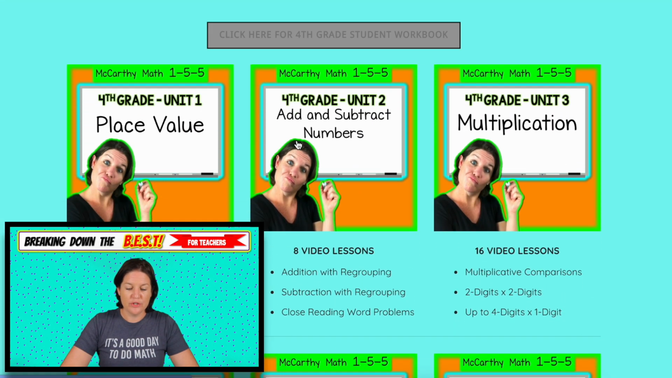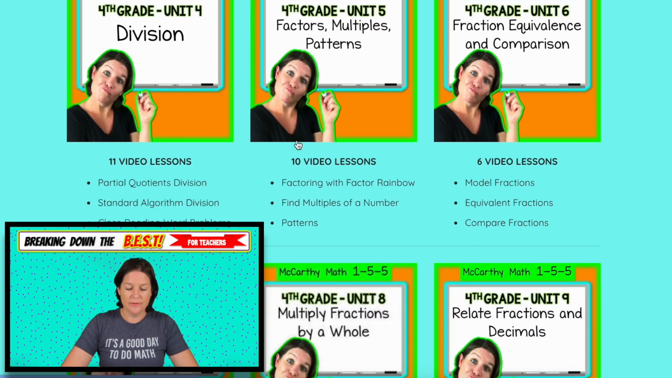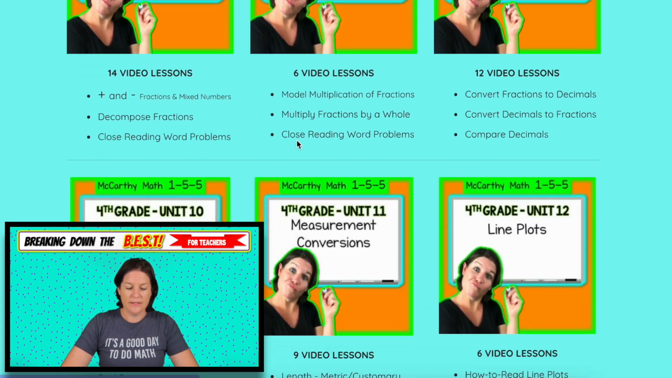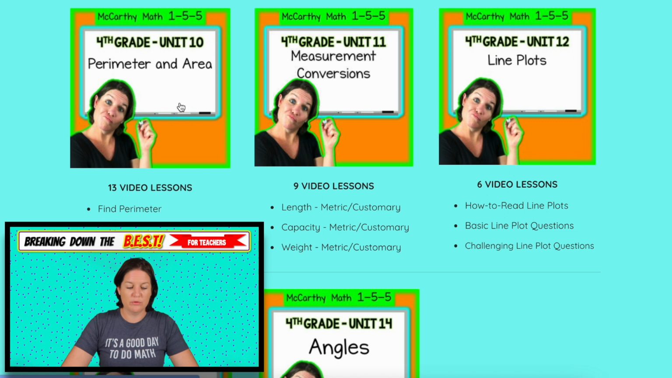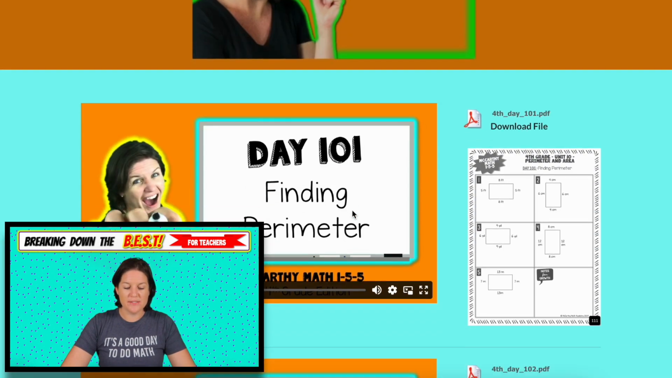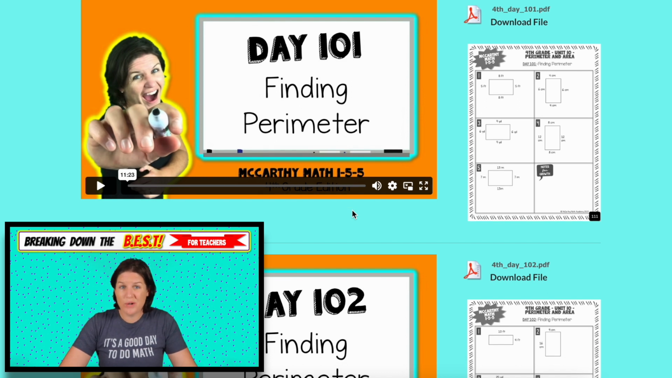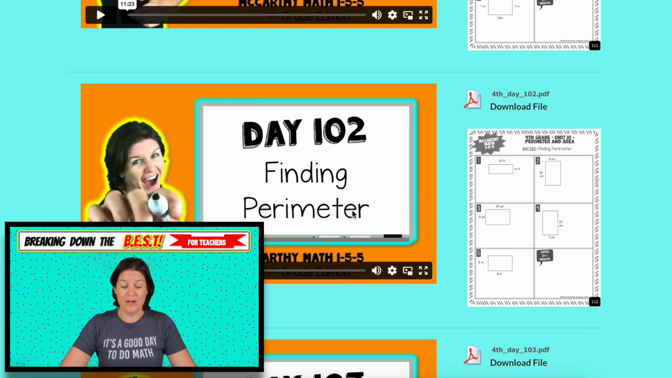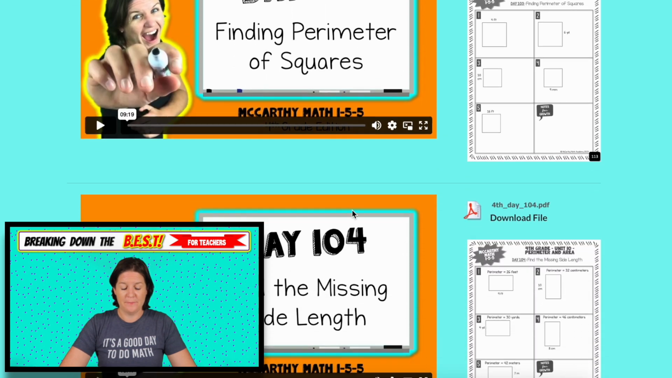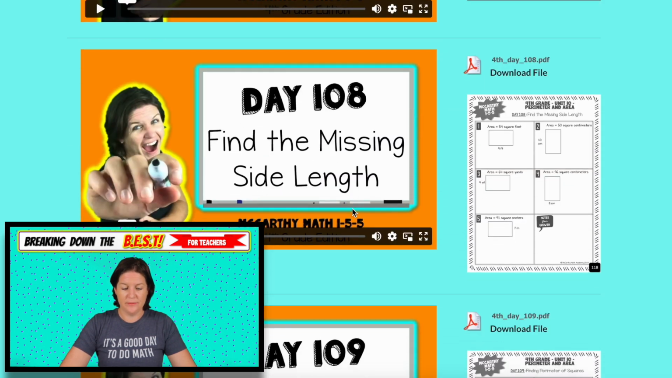You can see all the different units available. And right here in Unit 10, we have perimeter and area. This is more about finding the perimeter and finding the area. Not quite as intense as what we are doing in the B.E.S.T standards, but it's a great resource to have if you have students who just need practice finding the perimeter and finding the area. Just going to scroll so you can see.